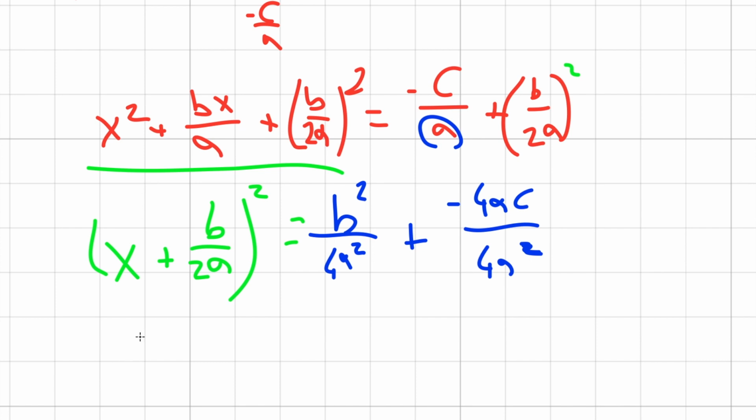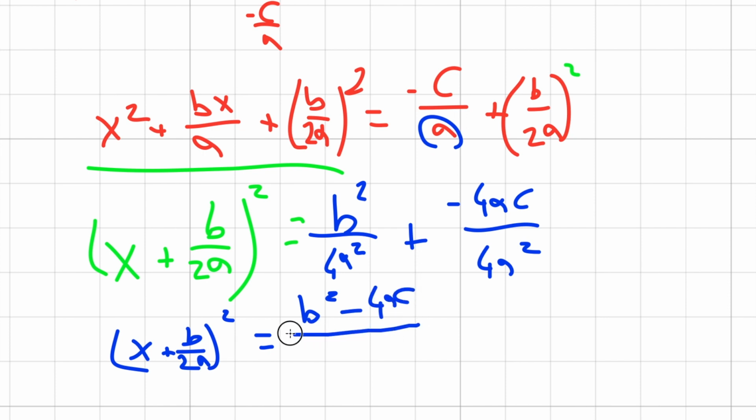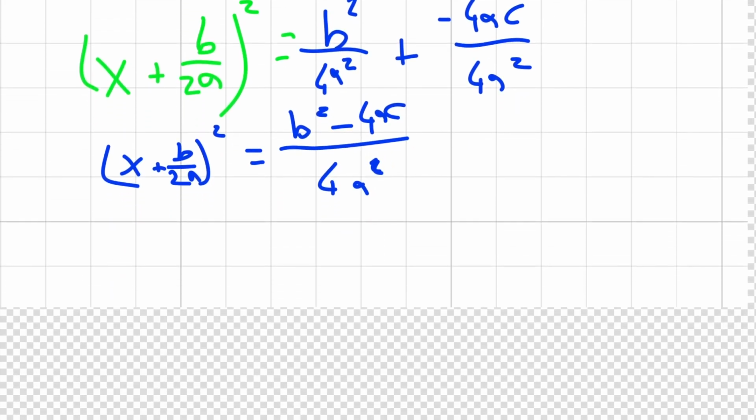So if we combine the two terms, we get x plus b over 2a, squared, that's just the left-hand side, equals b squared minus 4ac, divided by 4a squared.